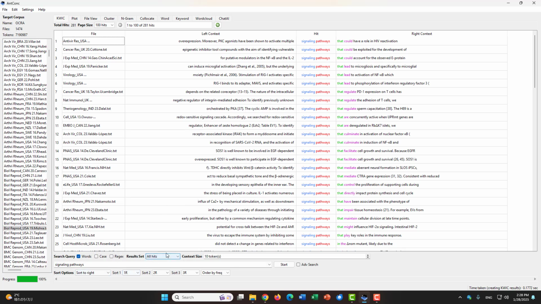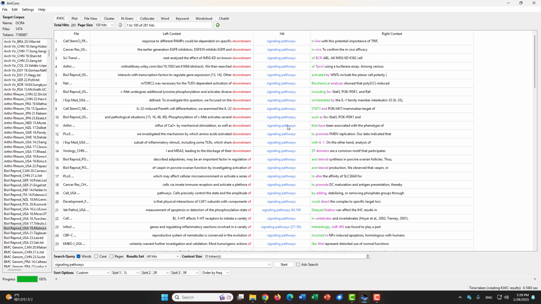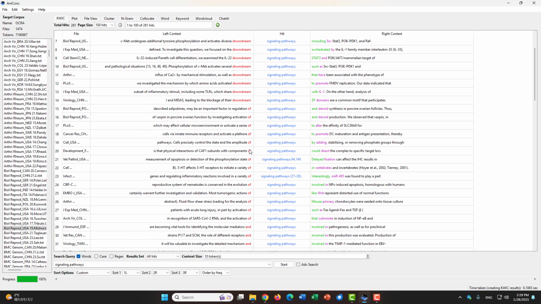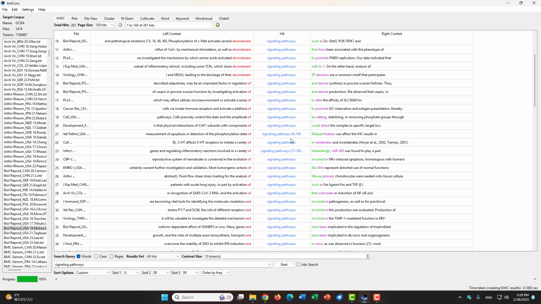And you might be interested to see what comes to the left of the node. I'm going to try that here. So we could say let's sort 1 to the left. In fact, sorting 1 to the right on here didn't help us because that just sorts pathways. So let's see what happens here. Okay, so downstream signaling pathways seems to be the most frequent, followed by of signaling pathways. You'll notice here that you also get some numbers included in here. These are references. And the default for the corpus is to ignore numbers when you do searches.